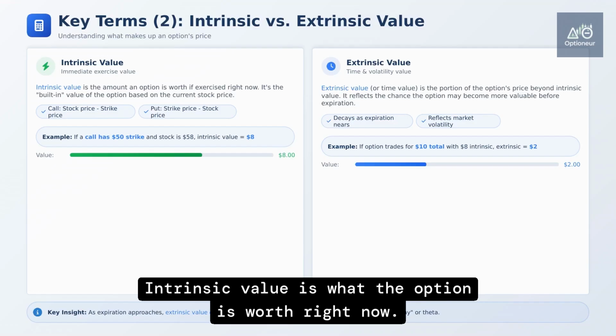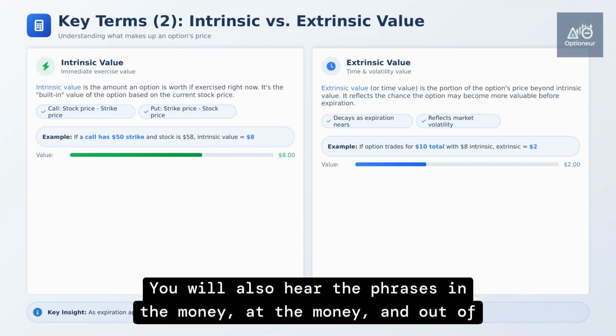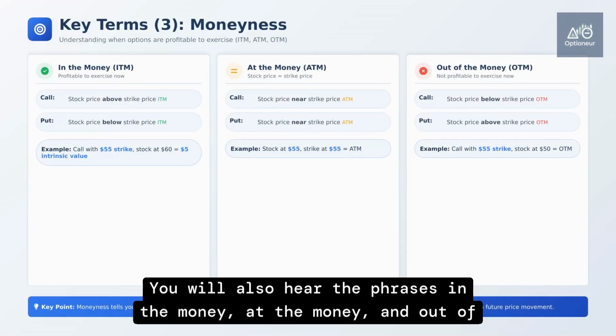Intrinsic value is what the option is worth right now. Extrinsic value is what the market is willing to pay for what might happen next. You will also hear the phrases in the money, at the money, and out of the money.